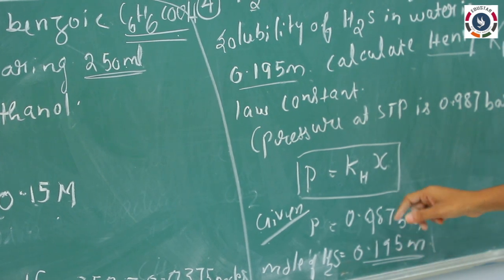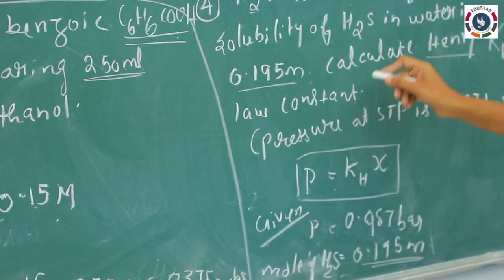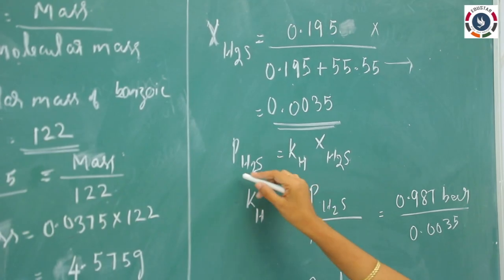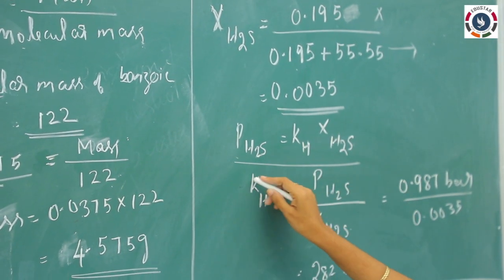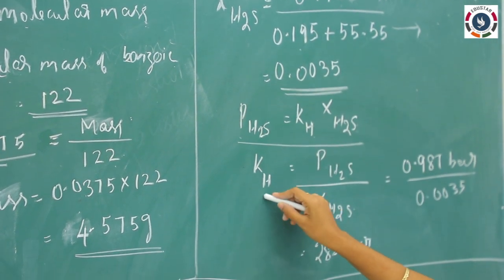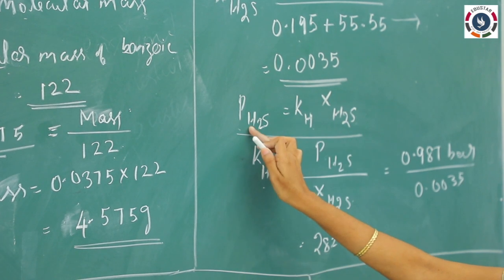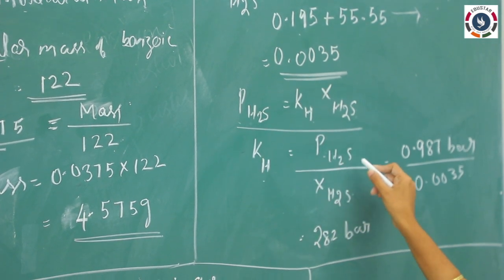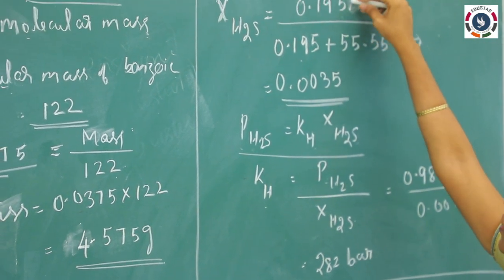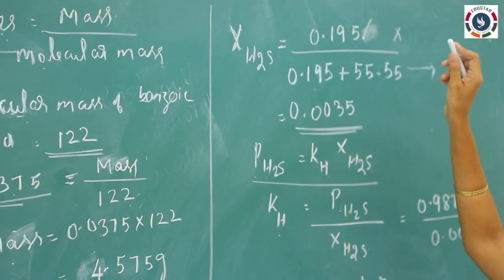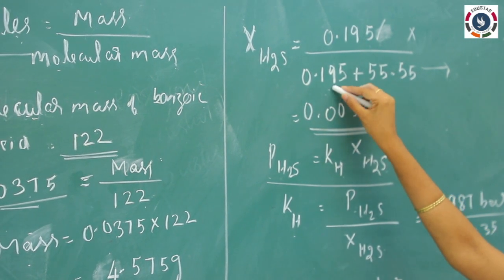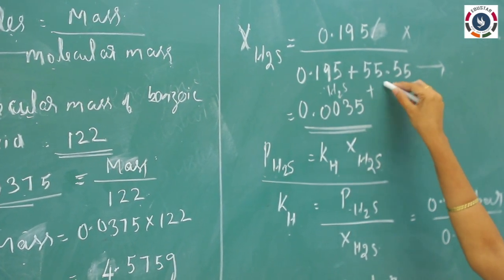So I have written here, everything is given. I am going to substitute to find KH. This is the formula: pressure is equal to KH into mole fraction. KH is equal to, bringing this to this side, pressure divided by mole fraction. The mole fraction I have found out here: mole of H2S divided by mole of H2S plus mole of water.